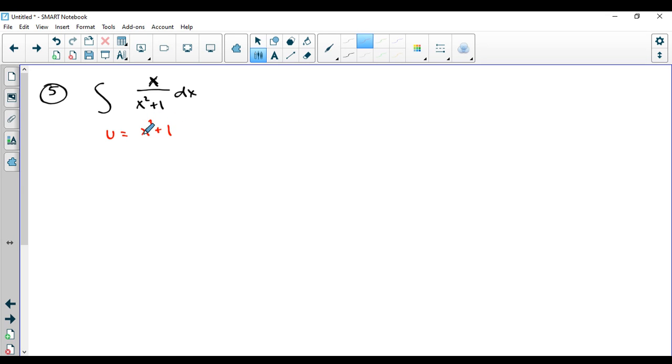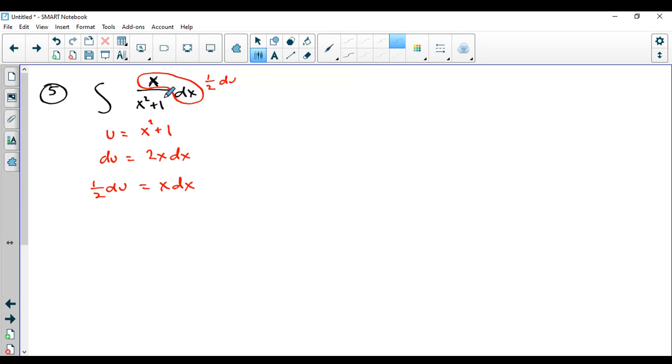So if I let u equal x squared plus 1, du will be 2x dx. Now I don't see 2x dx, I see x dx, and not a big deal. Just multiply both sides by a half. So I get a half du equals x dx. And now that's good stuff because I see an x dx right here. So all of that is now going to get replaced with 1/2 du.